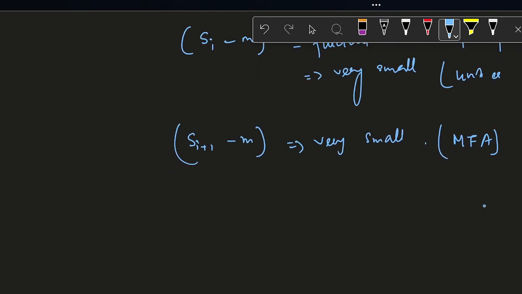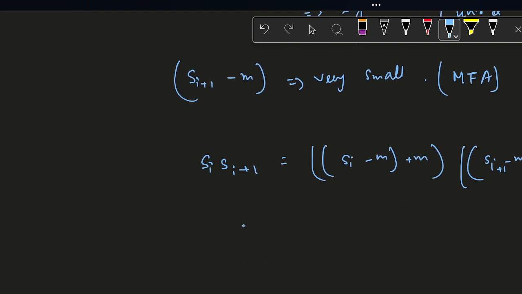So what we get out of that is that we can always write the Si Si+1 term in the Hamiltonian as (Si minus m plus m) into (Si+1 minus m plus m). So we can separate out the terms by multiplying each of the terms individually. So this is (Si minus m)(Si+1 minus m), plus m into (Si minus m), plus m into (Si+1 minus m), plus m squared.